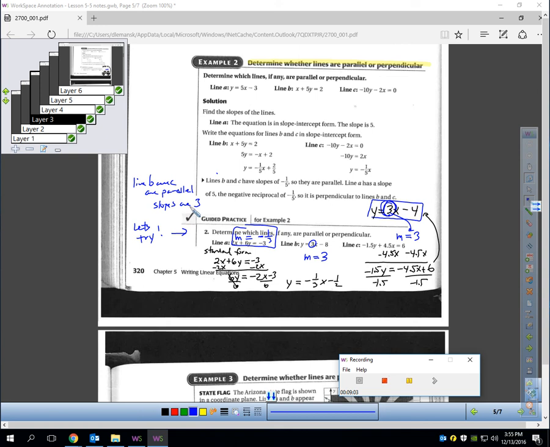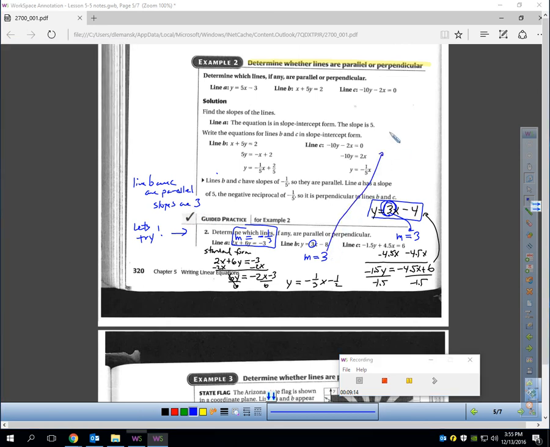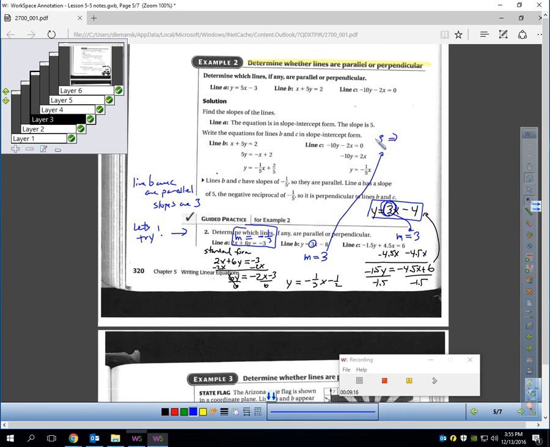Now, are any of these lines perpendicular? Well, let's check. If I take a slope of 3 and I flip 3 over and change the sign, I get a slope of -1/3. Well, look right here. Let me circle it in green. This line has a slope of -1/3, which means line B is perpendicular to line A. So is line C. Line C also has a slope of 3. It would be perpendicular to line A. And I went ahead and wrote that up here.